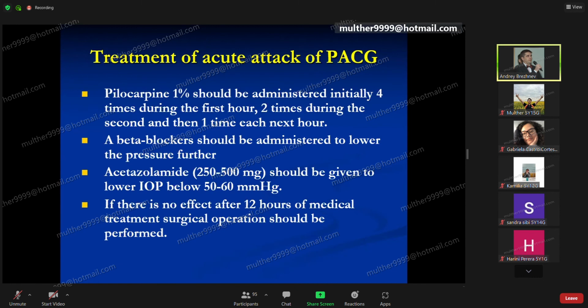What about angle closure glaucoma, and what should we do in case of an acute attack of primary angle closure glaucoma, when there exist such severe symptoms as severe pain, very high intraocular pressure, and so on? So we should use pilocarpine 1%, which should be administered initially 4 times during the first hour, 2 times during the second, and then 1 time each next hour. Beta blockers should be administered to lower the pressure further.